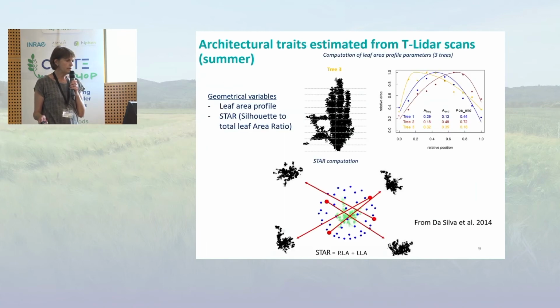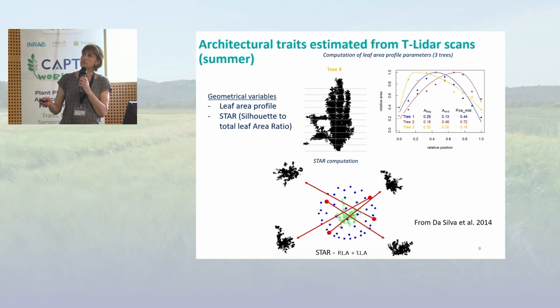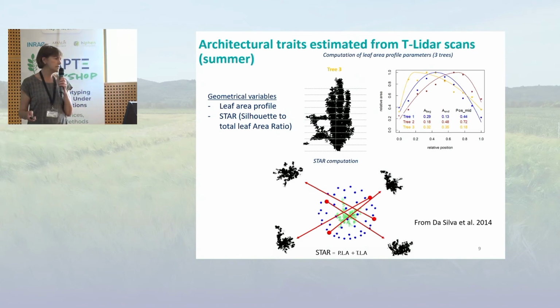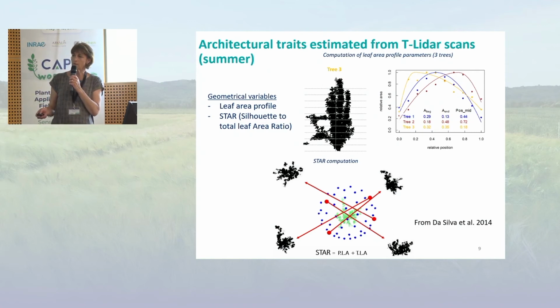Also, we calculated the leaf area profiles for different trees. You see we can have different maximum leaf area depending on the shape of the tree. And from that, we also calculated the silhouette to total leaf area ratio, the star value, which is a proxy of the light interception. So we take the projection of the tree in different directions, and we look at the projected leaf area on the soil, and this makes an estimation of the light interception in all the directions of the light.